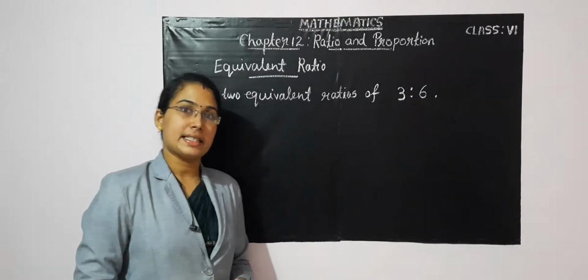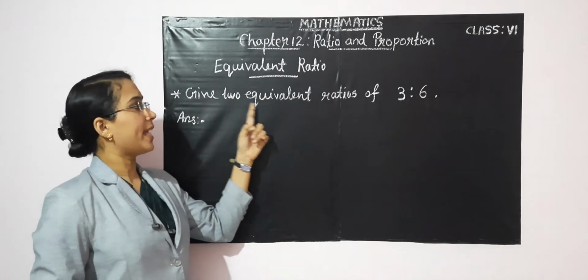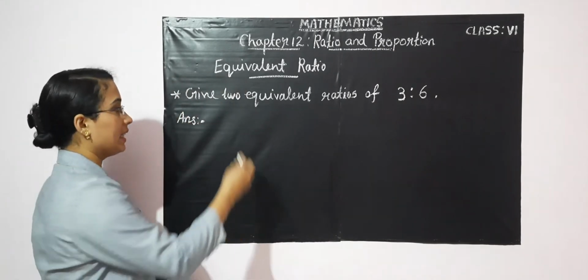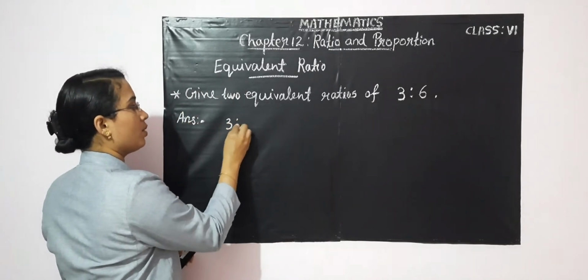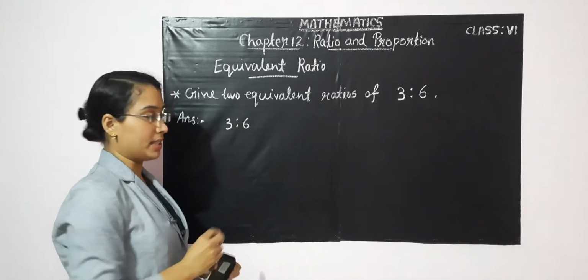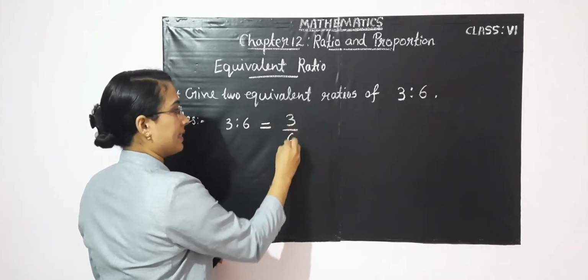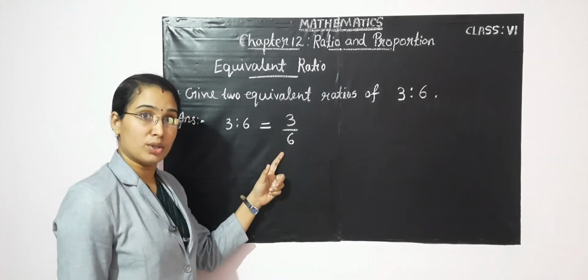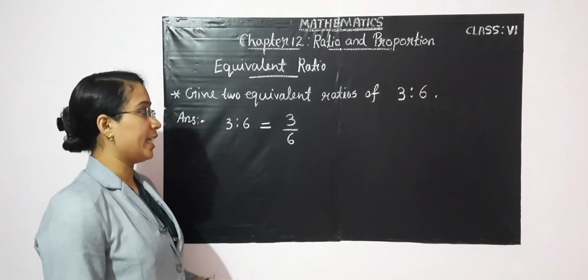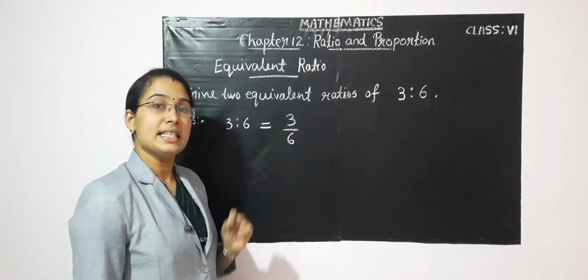Okay. Next, let us discuss equivalent ratio. Here we have one question. Give two equivalent ratios of 3:6. First, we need to write the given ratio 3:6, and you all know we can write a ratio in the form of a fraction. So we can write 3:6 equal to 3 divided by 6. Now this is a fraction and we all know how to find the equivalent fraction.